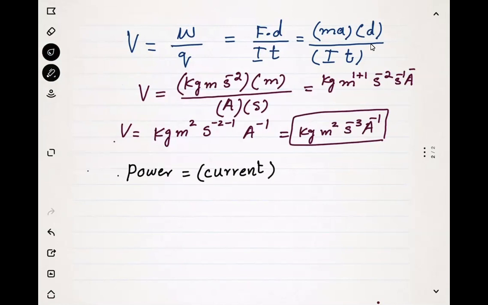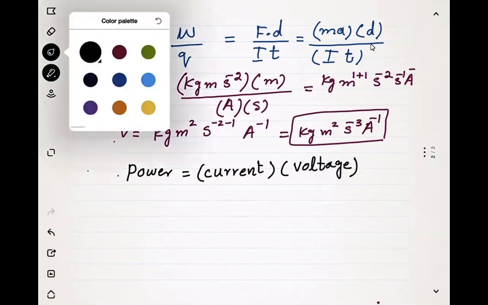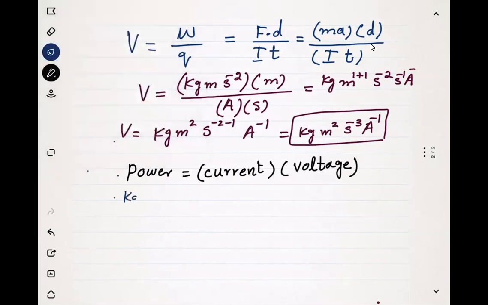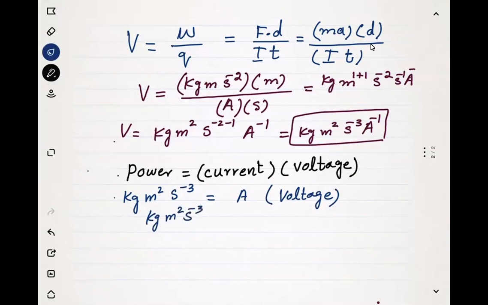Power is current into voltage. Now you see the unit for power is kilogram meter square second minus 3. For current it is ampere, and then voltage. So from this we can get the same result as well. Here we get kilogram meter square second minus 3 over ampere if we go with this formula. So in any case, we are getting the same unit for the voltage.